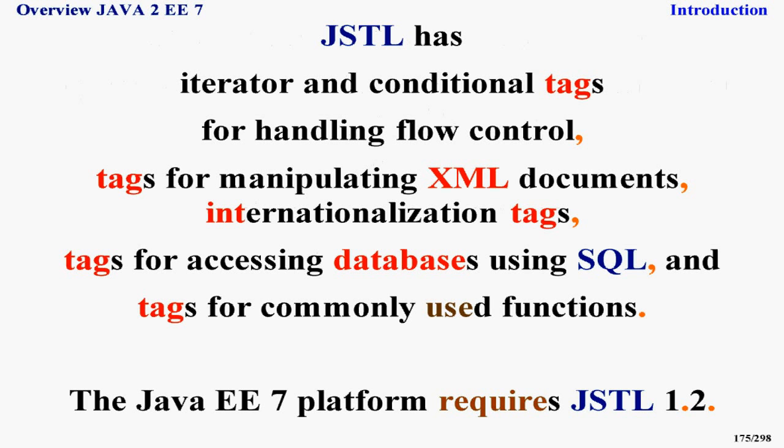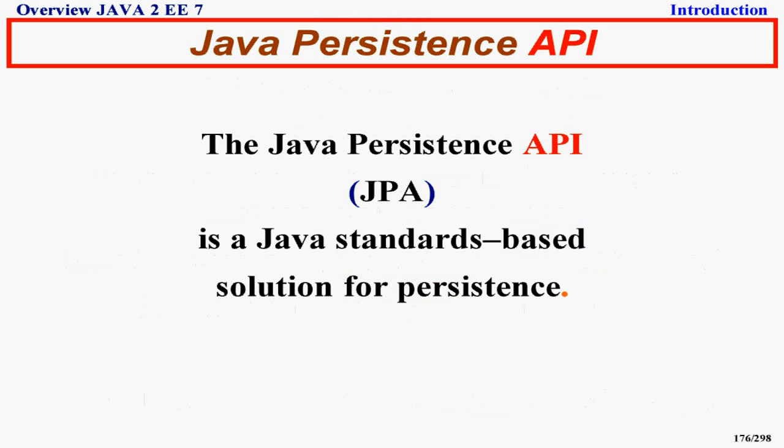JSTL has iterator and conditional tags for handling flow control, tags for manipulating XML documents, internationalization tags, tags for accessing databases using SQL, and tags for commonly used functions. The Java EE 7 platform requires JSTL 1.2. Java Persistence API.